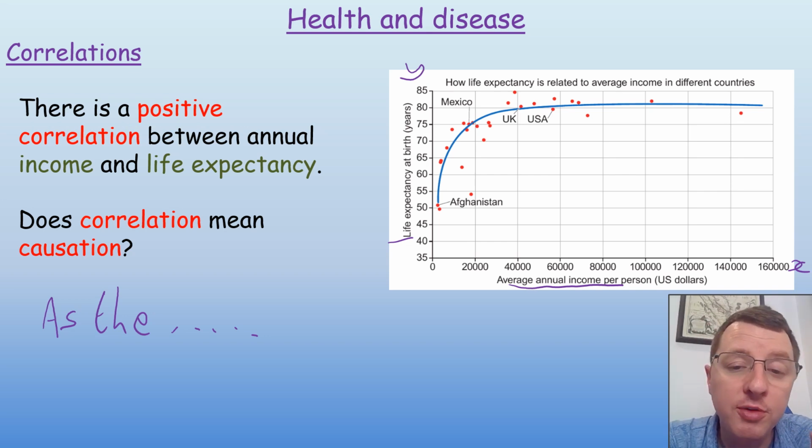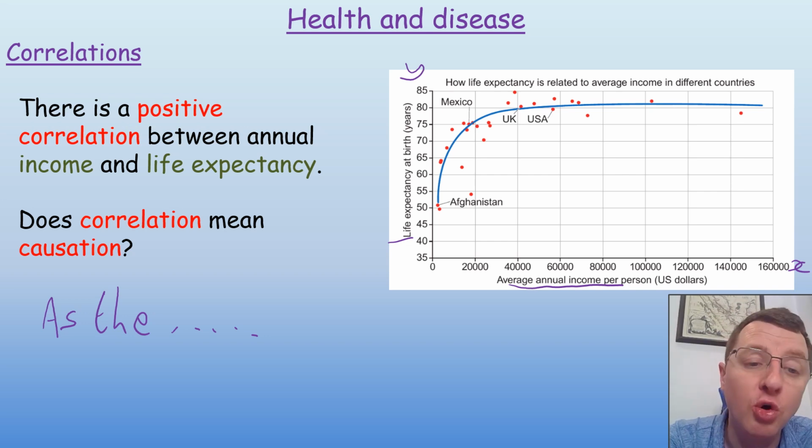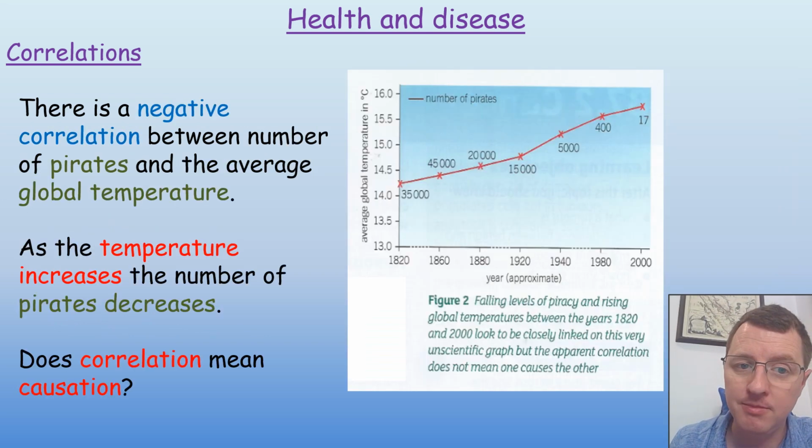And it could be the opposite is also true, that in low income countries, people there have less access to healthcare. The sanitation might not be as good. So we can begin to try and explain the trends that are shown. But it's important to remember that correlation does not necessarily mean causation. Just because there is a clear link, it doesn't mean that one factor causes the other factor.